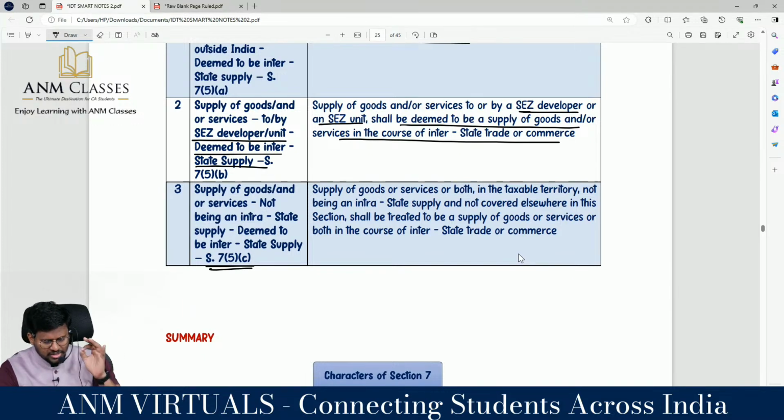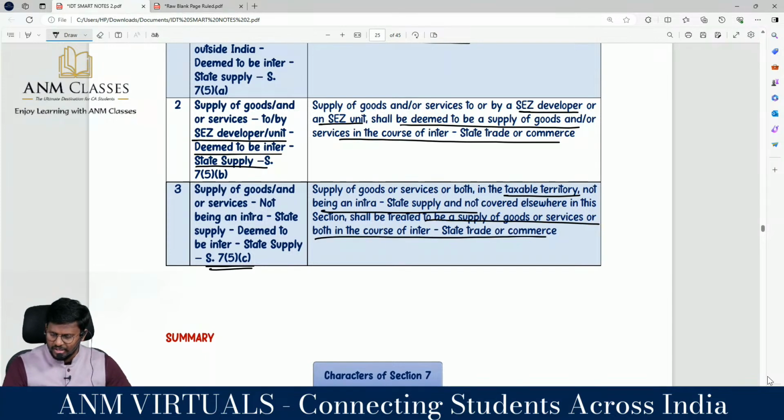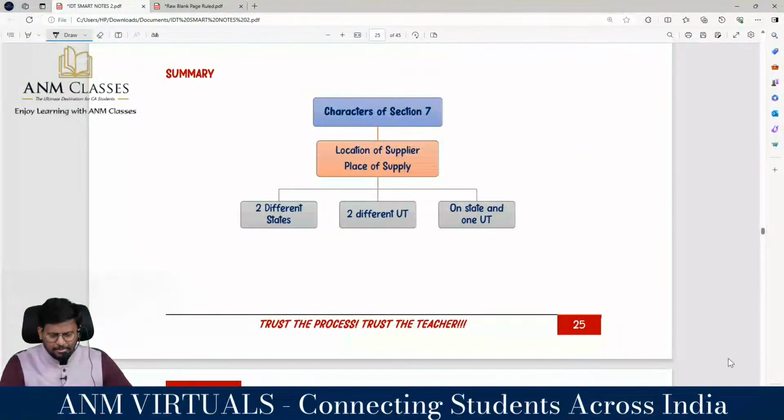Supply of goods or services not being an intrastate supply should be deemed to be a supply of goods or services or both. A taxable supply not being an intrastate supply and not covered elsewhere in this section shall be treated to be a supply of goods or services or both in the course of interstate trade or commerce. This is the summary, sir.